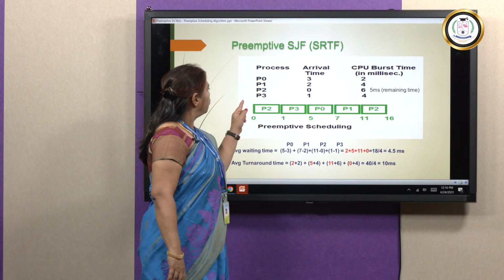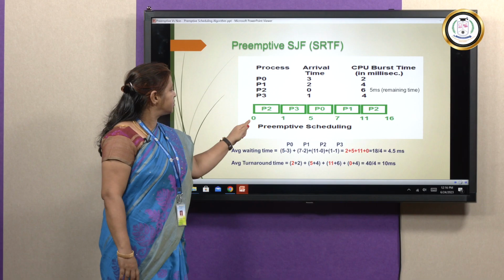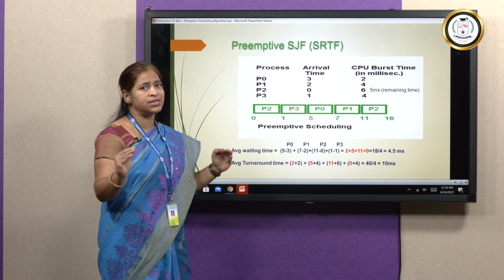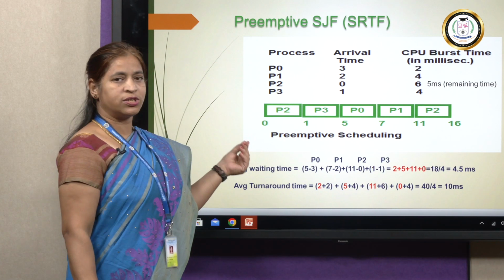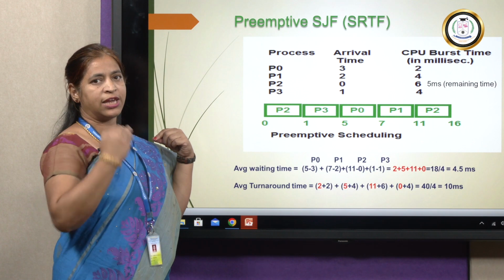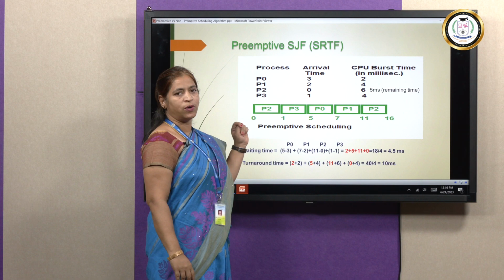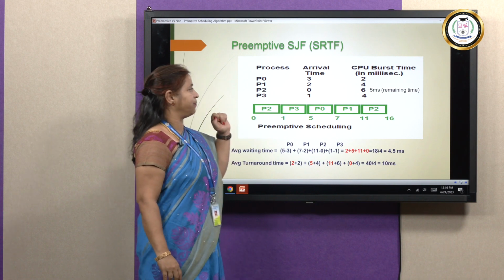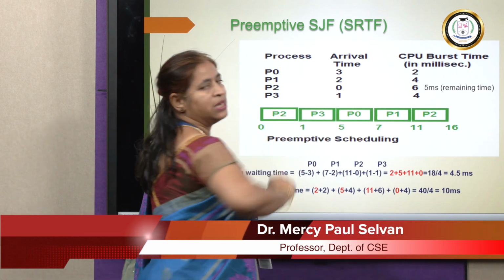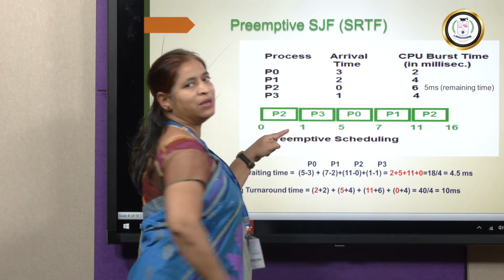Now, who has arrived first? P2 has arrived first into the ready queue. So, at 0th second, P2 enters the ready queue, and no other process is available in the ready queue, so P2 takes the CPU. Scheduler is giving CPU to P2 process. After 1 second is over, P3 is entering. We have to check out the burst time. For P2, burst time is 6 milliseconds. After 1 second, the remaining time for P2 is 5 milliseconds.